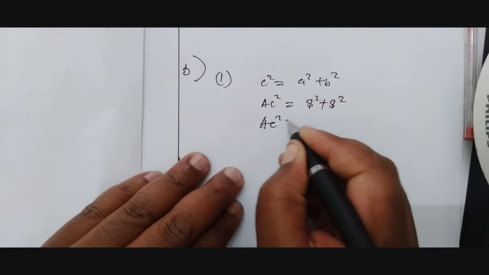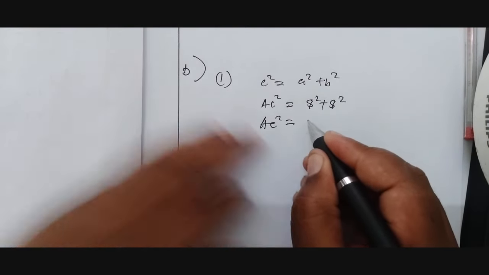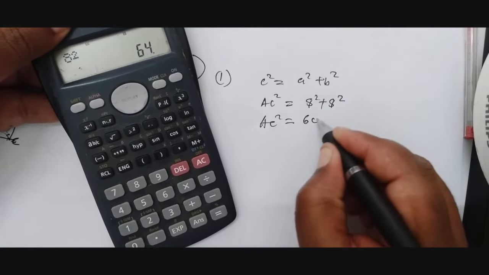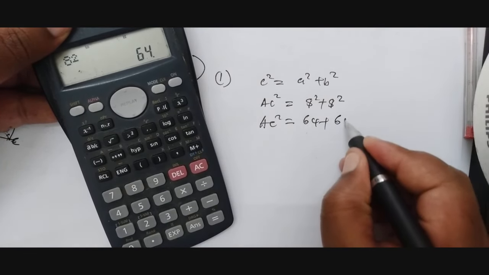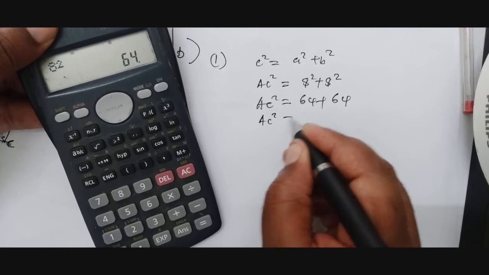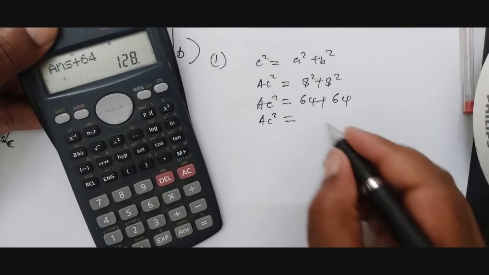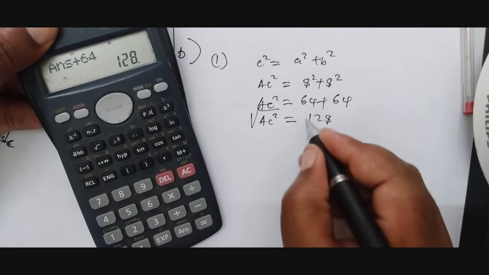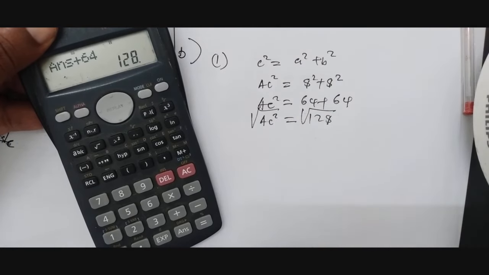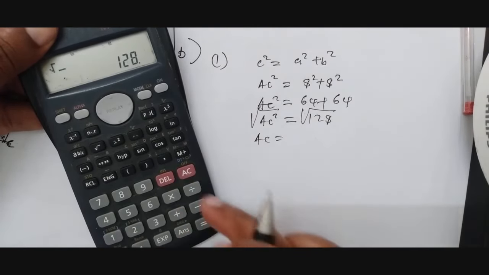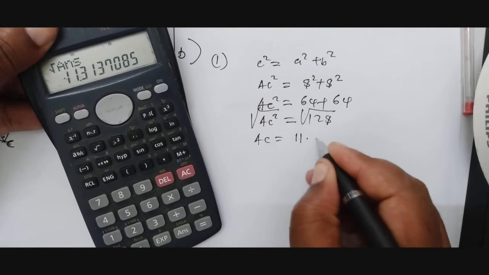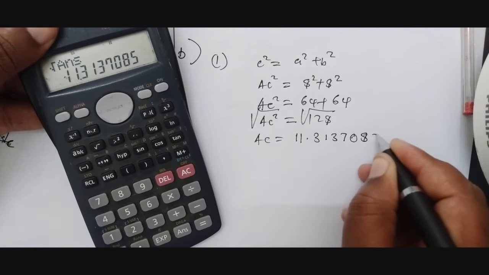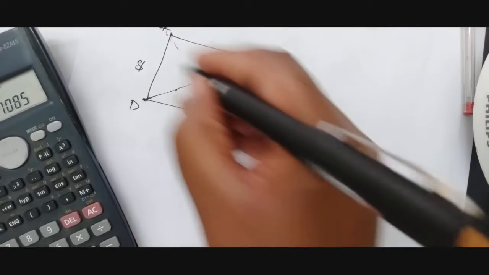AC squared is equal to 8 squared, which is 64. If you are not sure, use a calculator. 64 plus another 64 gives 128. To find AC, we introduce a root on both sides. So AC is equal to the root of 128, which is 11.3137085. That makes sense because this is our hypotenuse, which should be longer than any other side.